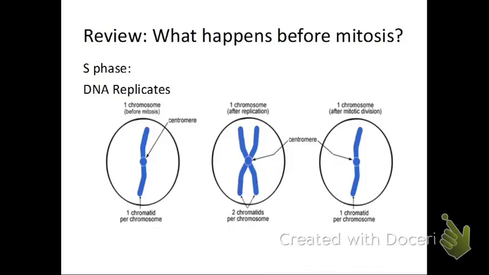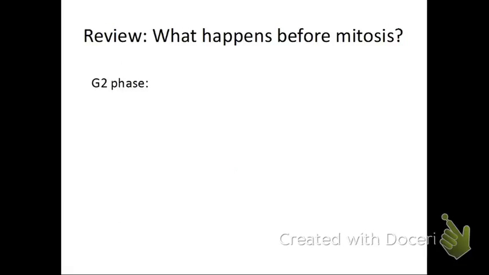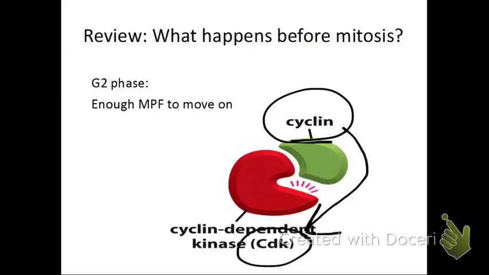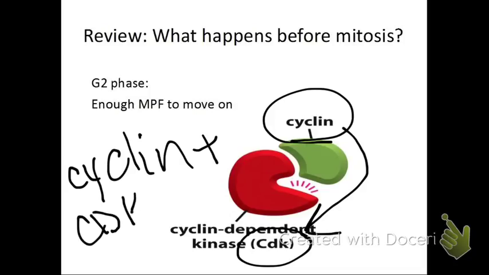Now there's one more thing that actually happens before mitosis in the G2 phase. What do we need before we move on to mitosis? So we need enough mitosis promotion factor, or MPF, to move on. And if you remember, cyclin starts to increase during the S phase, and once we have enough cyclin to bind with CDK, we're able to make enough MPF. So cyclin plus CDK makes MPF. And then once you have enough MPF, you can move on to mitosis.